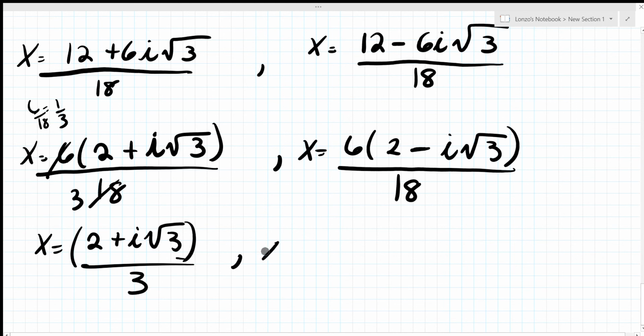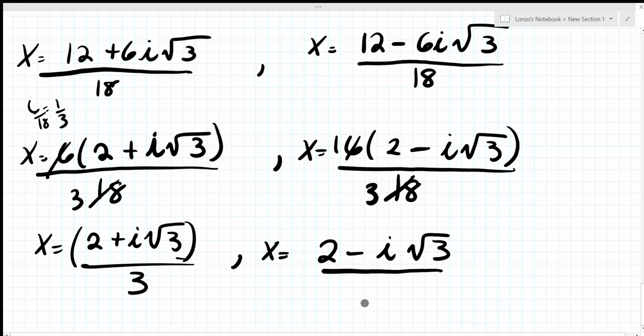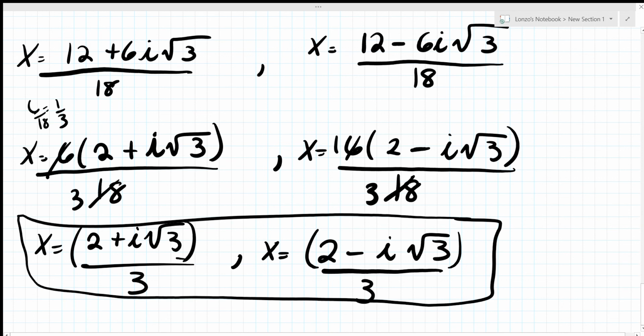And then over here, it's the same thing. This reduces to 1 and this reduces to 3. So this is just 2 minus i square root of 3 all over 3. So these are your two answers. And that is the quadratic formula. So that wraps it up for this part 5.